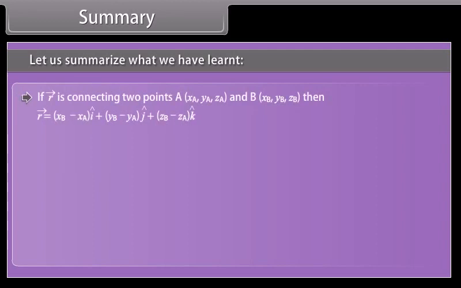If vector r is connecting 2 points A (xA, yA, zA) and B (xB, yB, zB), then vector r is equal to (xB minus xA) cap i plus (yB minus yA) cap j plus (zB minus zA) cap k.